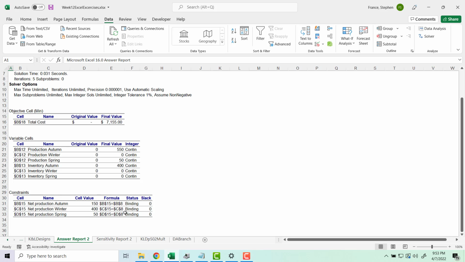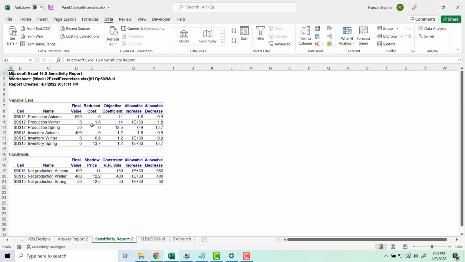Notice these are equality constraints, so they have to hold. They have to be bounded. We have to be on the boundary of the solution. So all these 3 constraints are bound because we have demand of 150, demand of 400, and demand of 50. And our variables, we produce in autumn and spring, and we hold over the inventory in the autumn.